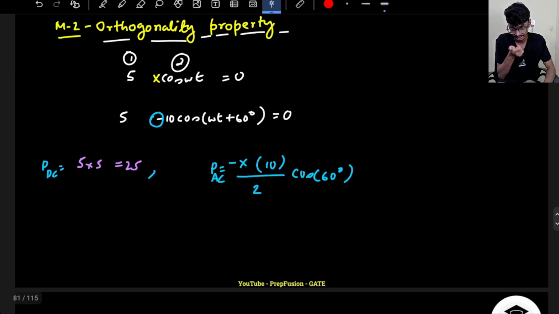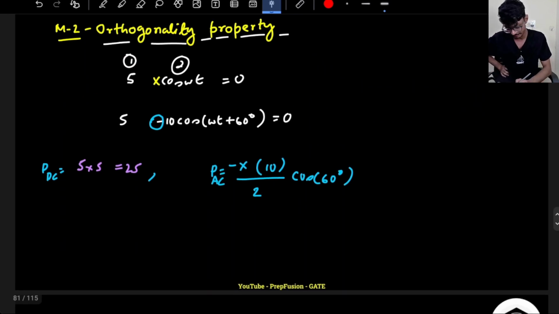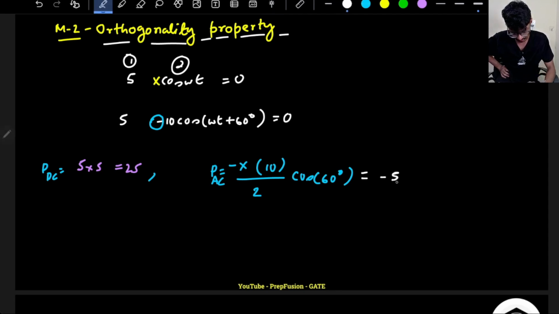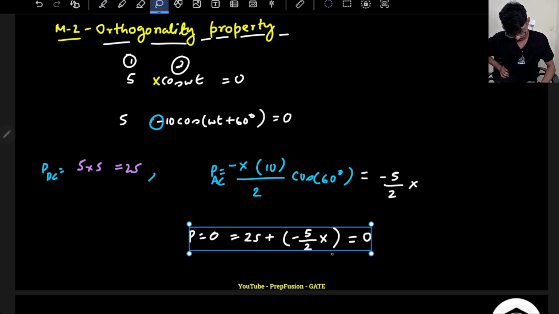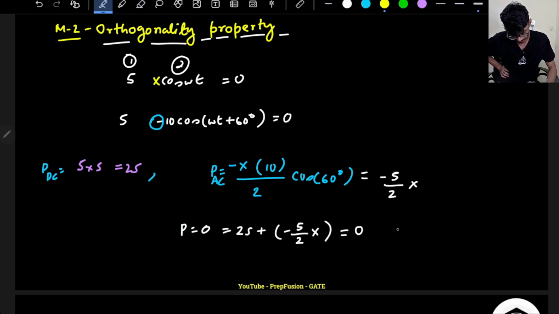I will take another term as well, there we will understand this better. So PAC will be 10 into minus x divided by 2, which equals minus 5 by 2 into x. Ultimately the overall power is PDC plus PAC. So P equals 0 equals PDC plus PAC, that is 25 minus 5 by 2 x, which equals 0. So my x equals 10. From here also you get x equals 10.